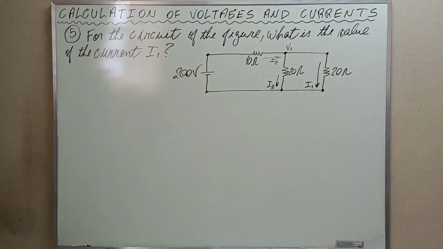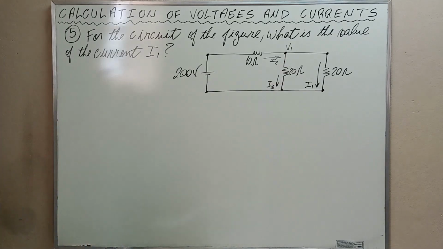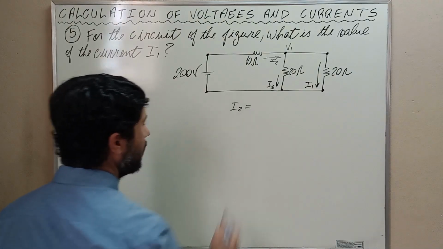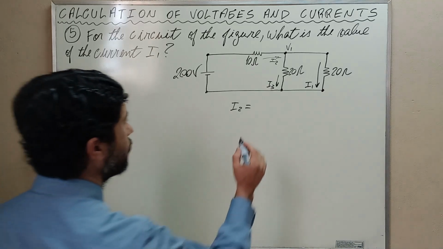The value of I1 can be easily calculated by applying KCL at node V1. Observe that the sum of the currents that enter a node has to be equal to the sum of the currents that leave the node. And what is the current entering the node? It is I2. I2 enters the node. And what are the currents that leave the node? I1 and I3.